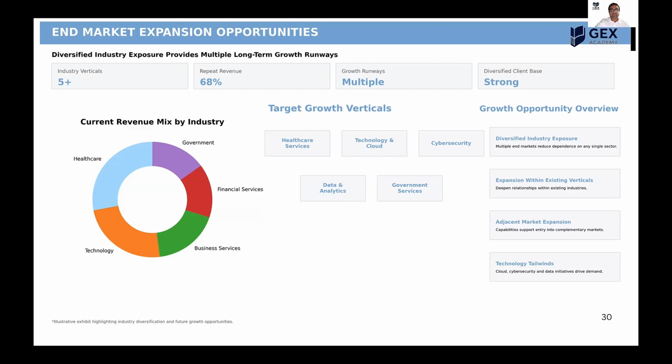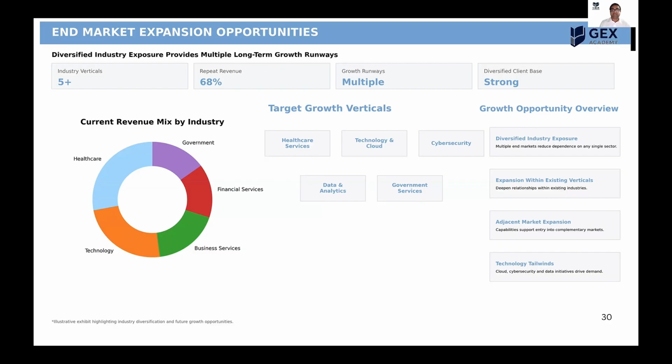Management believes the company benefits from diversified industry exposure, which not only reduces risk but also creates multiple potential growth opportunities, right? So again, one of those themes where the first growth opportunity they're looking at, management identifies, is expanding within industries where the company already has established relationships. The second is expanding into adjacent markets.